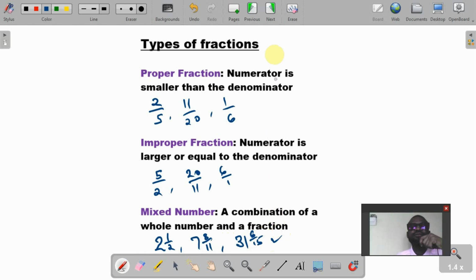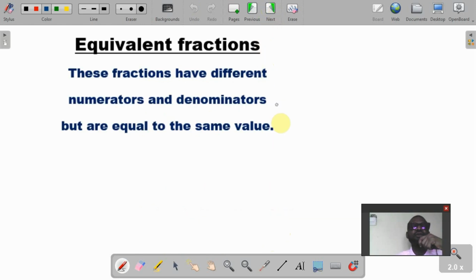Okay. Now let's look at how we identify equivalent fractions. Equivalent fractions are different fractions that have different numerators and denominators, but at the end of the day they have the same value. For example, 2 over 3 is a fraction. I can have different fractions that have the same value as 2 over 3. Now, how do I achieve that? I can achieve that by multiplying by a given number.